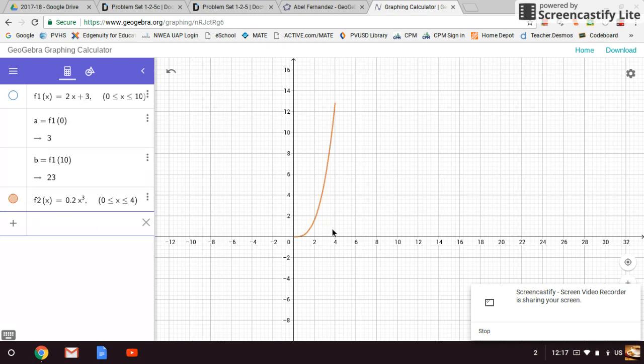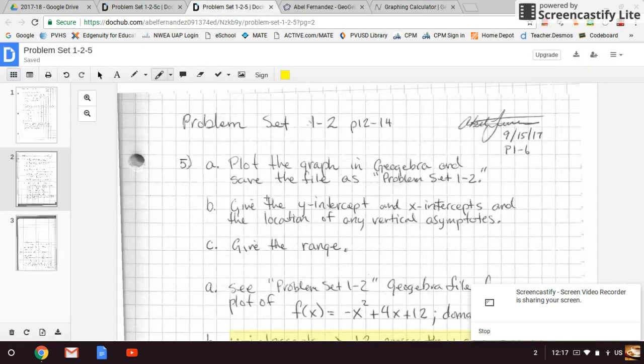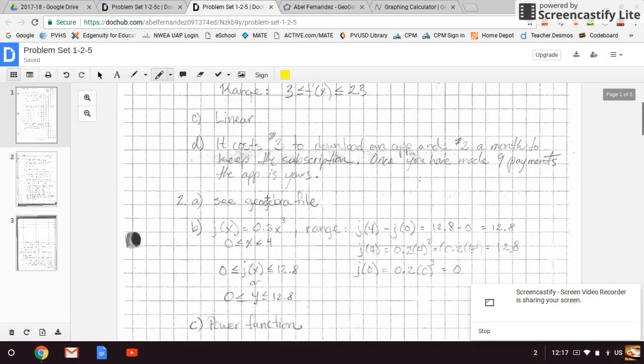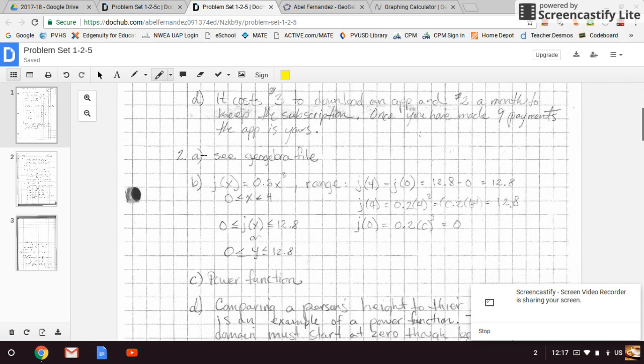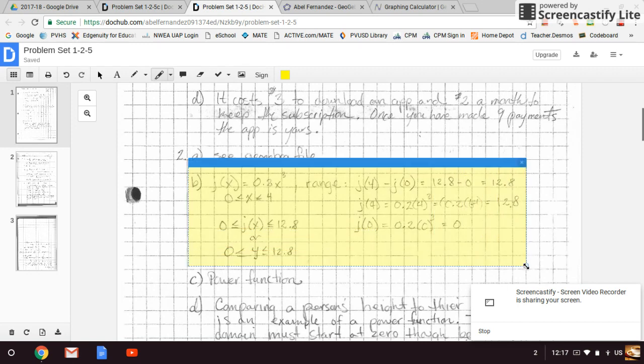And we can find the domain by subtracting the rightmost endpoint from the leftmost endpoint. We did our algebraic calculations here, right? And we got 12.8.